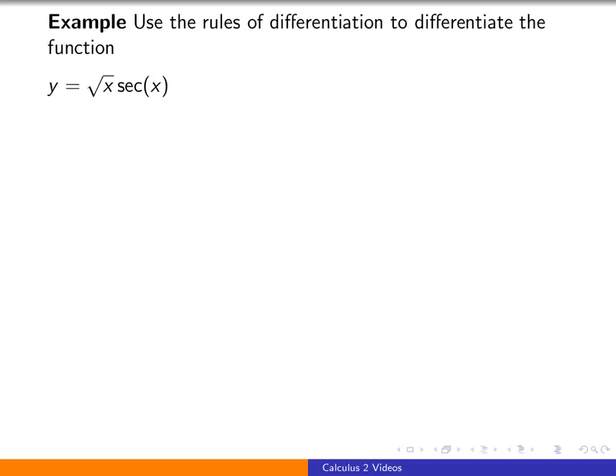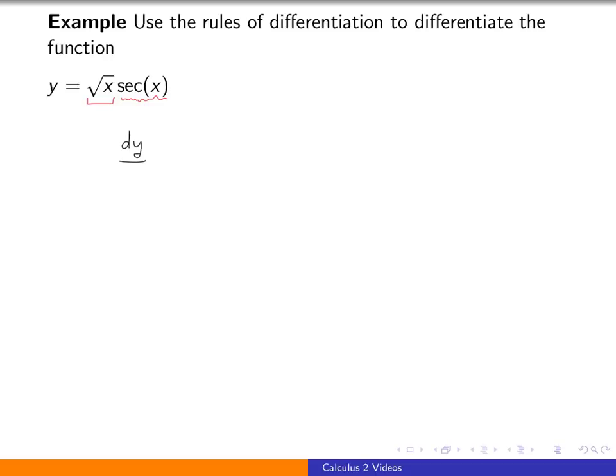In this video, we will continue practicing differentiation. So we begin by differentiating the function root x times secant x. The observation I make is that we have root x, think of it as one function, times secant x, which is another function. So this is an ideal candidate for us to apply the product rule.